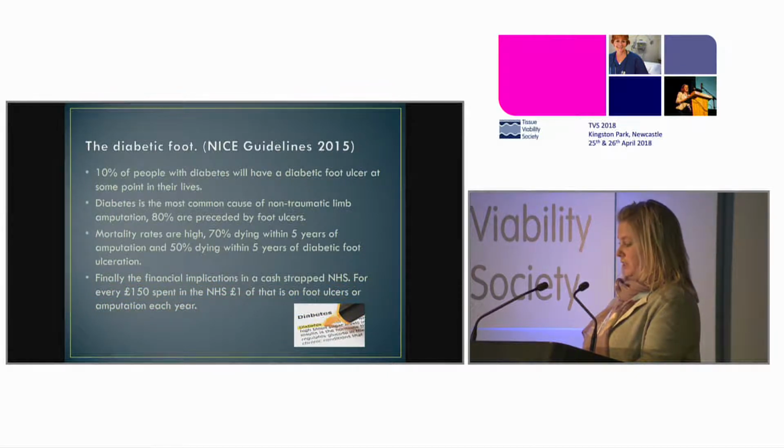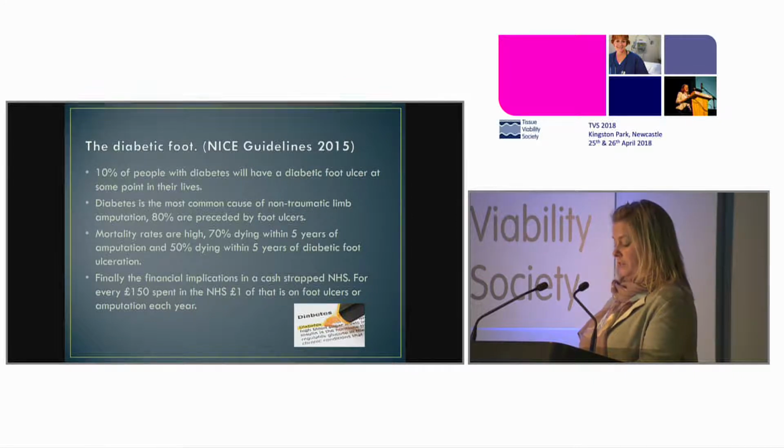When I was researching this presentation, I looked at these figures, and I've seen them many times before, but I don't think I'd really absorbed them and understood how quite frightening it is. 10% of people with diabetes will have a diabetic foot ulcer at some point in their lives. Diabetes is the most common cause of non-traumatic limb amputation. 80% are preceded by foot ulcers. Mortality rates are high, 70% dying within 5 years of amputation and 50% dying within 5 years of diabetic foot ulceration.